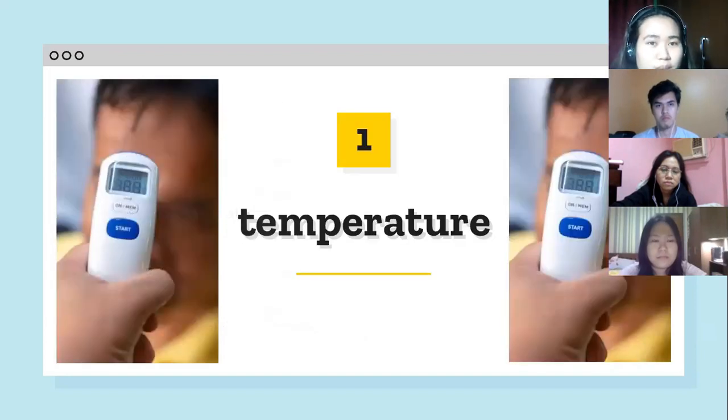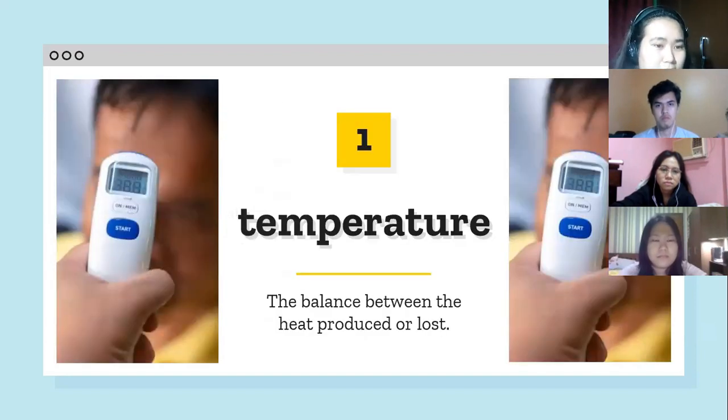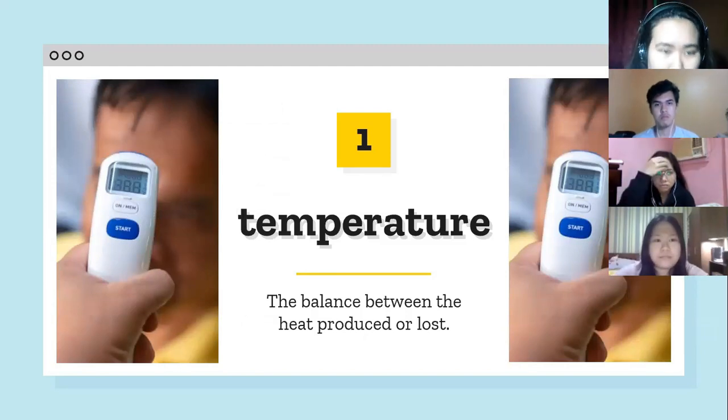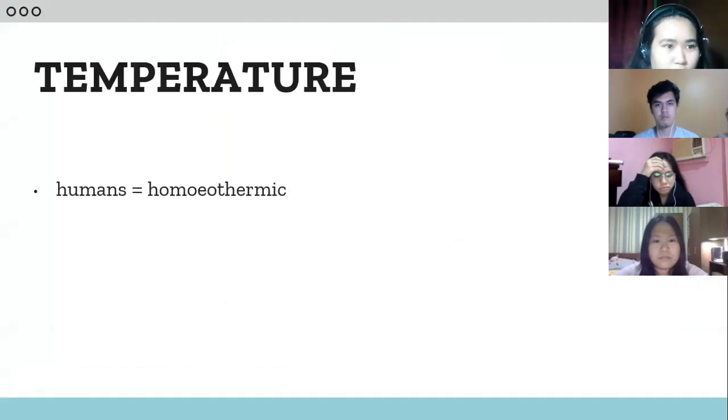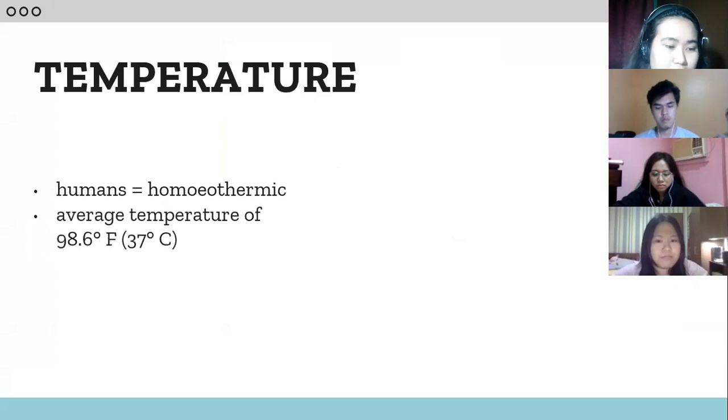So let's start with temperature first. Temperature is the balance between the heat produced or heat acquired by the body and the amount lost. Humans are warm-blooded, also called homeothermic. Remember this term, homeothermic, wherein the body temperature remains relatively constant despite changes in the external environment. I didn't place it here, but the equivalent of the cold-blooded is poikilothermic. The average temperature is 98.6 Fahrenheit or 37 degrees Celsius.